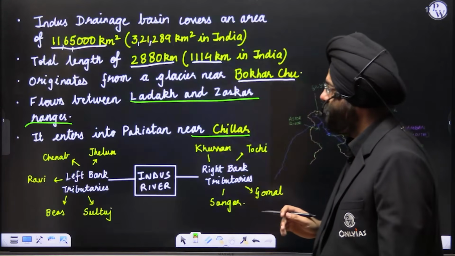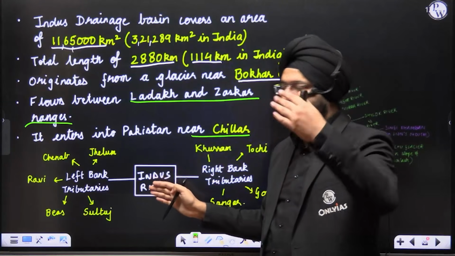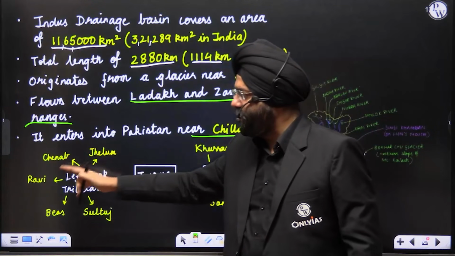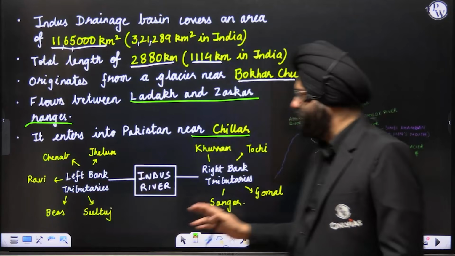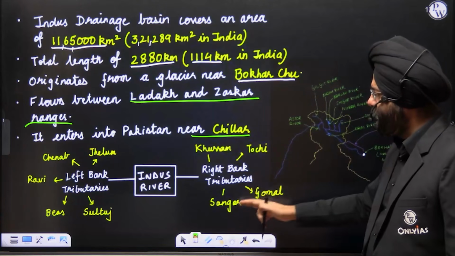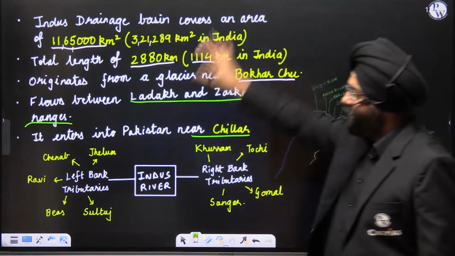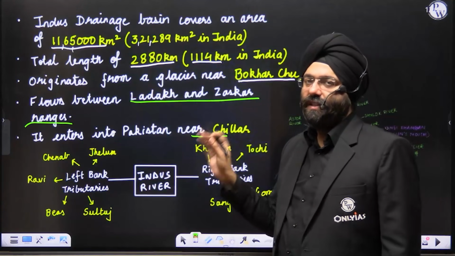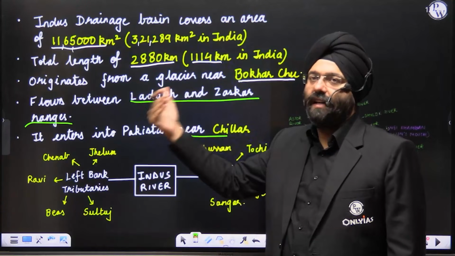Clear? Now let's come back. The Indus River has various tributaries. Left bank tributaries: Jhelum, Chenab, Ravi, Beas, Satluj, which we'll be analyzing again, and right bank: Khurram, Tochi, Sangar, and Gomal. Having understood the basic content with respect to the major Indus River, let us analyze its course now.